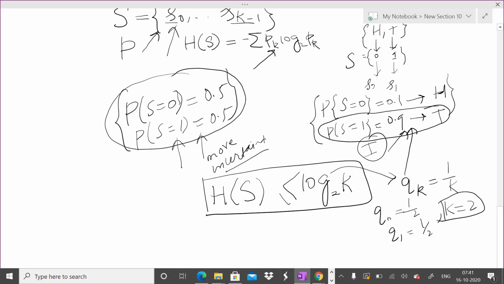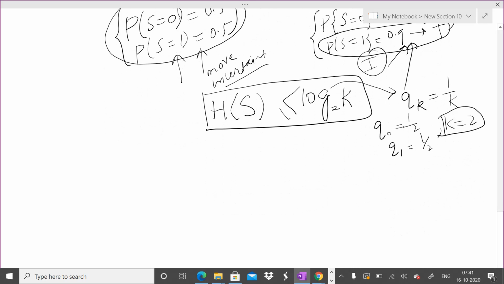Now there are some examples in the book, not all, but example 1 at least you should study properly and try to solve it. Now that is it for entropy.